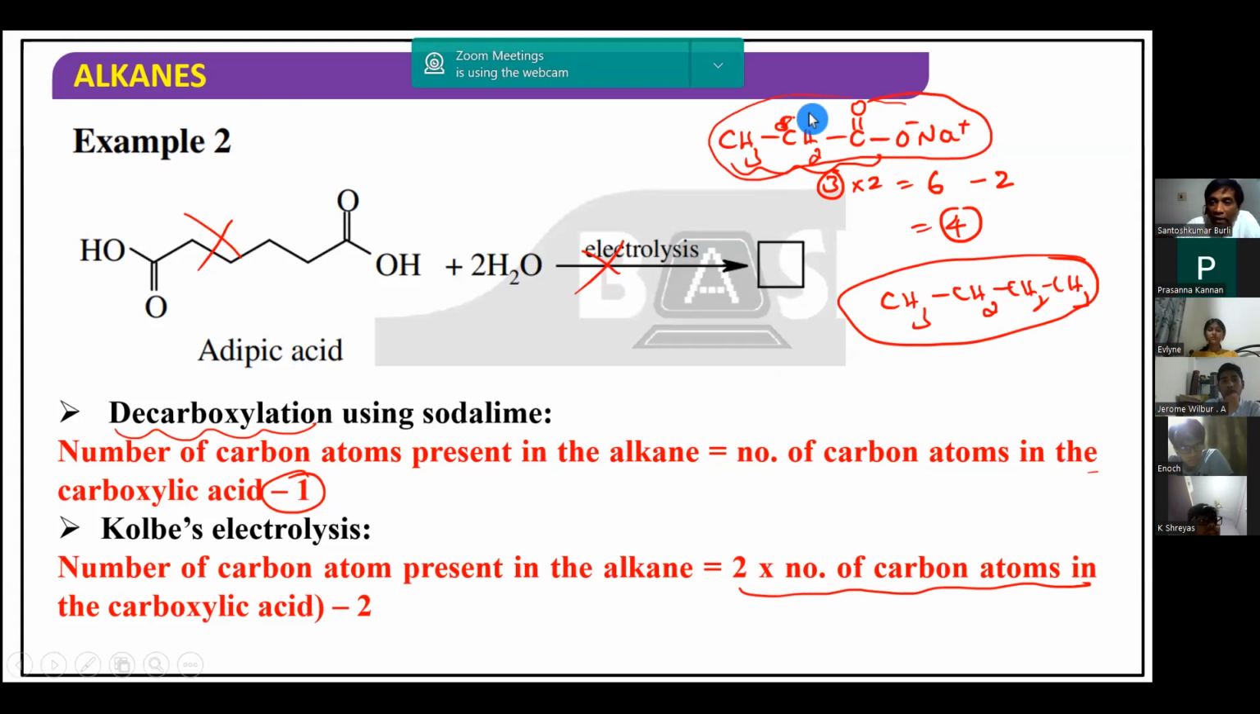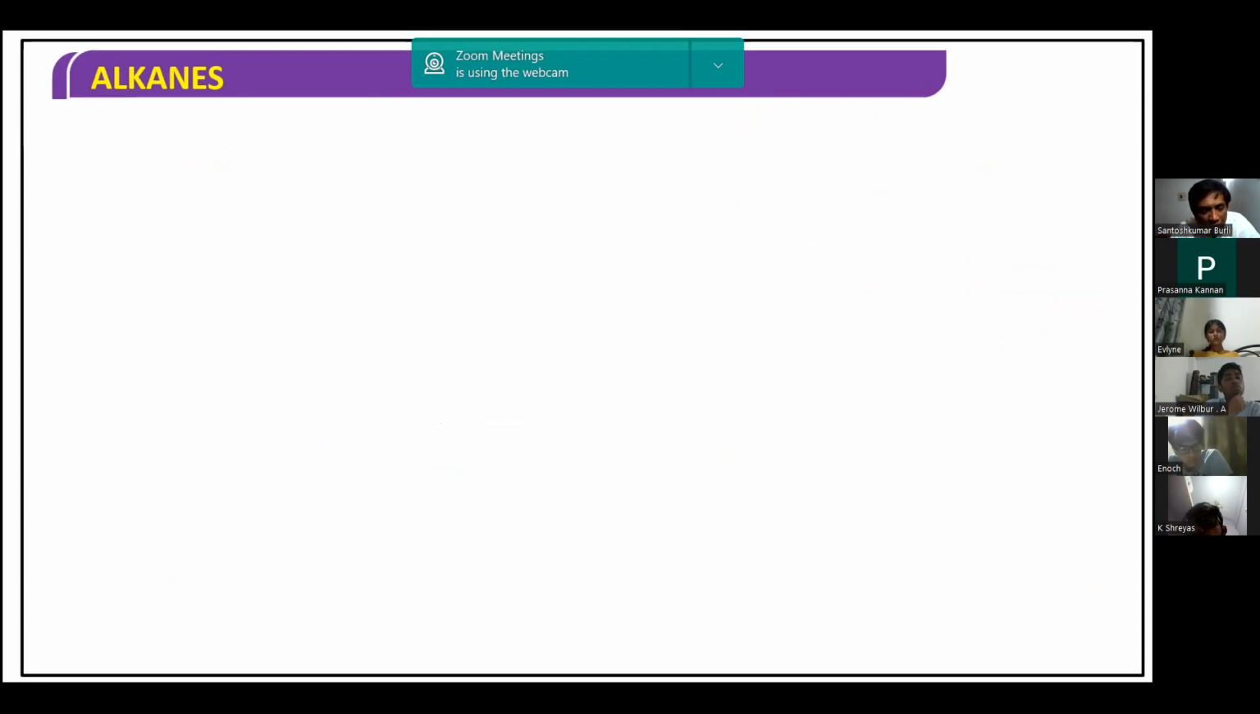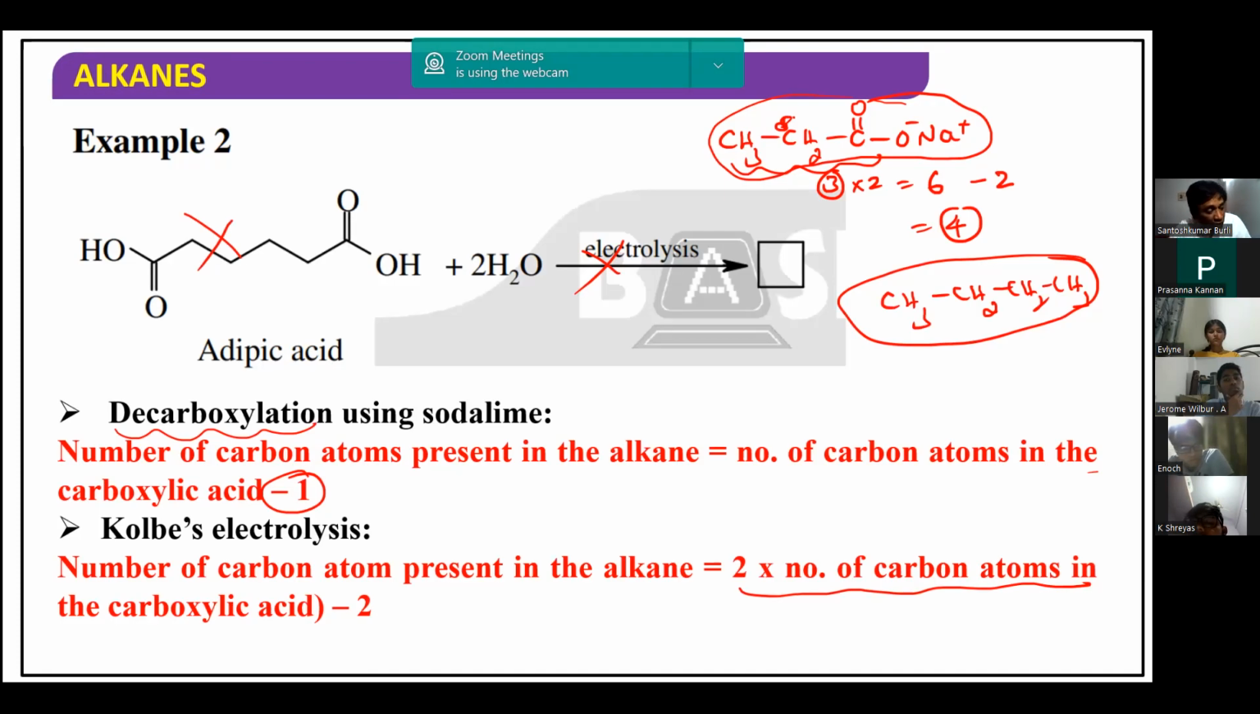So likewise, we can identify the total number of carbon atoms which we can obtain from Kolbe's electrolysis in the alkane. Even number. Butane can be obtained from the electrolysis of sodium propionate. So this is how we can understand the preparation of alkanes.